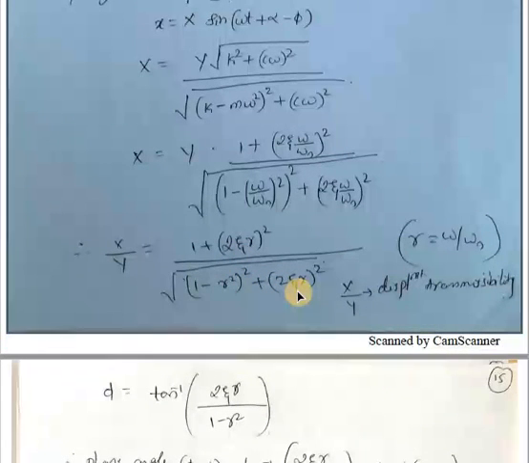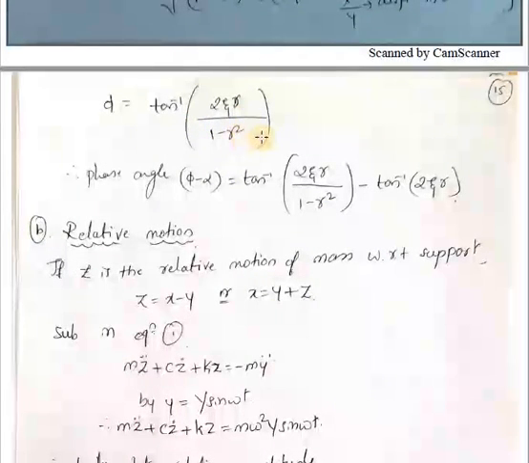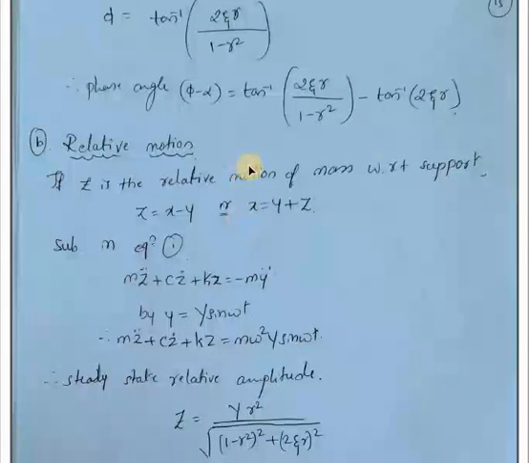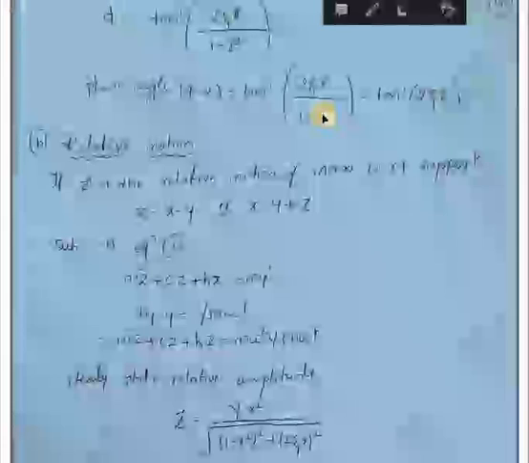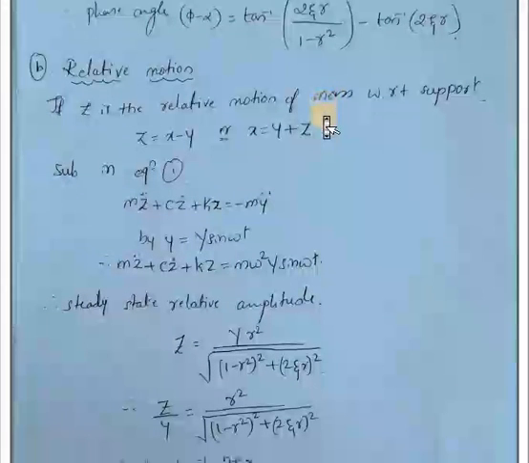Here there is a root for both the numerator and the denominator. If you forgot to write the root for the numerator, please make a note of that. Then phi is given by tan inverse of 2 zeta r divided by 1 minus r square, and the phase angle is phi minus alpha. In place of phi you substitute that equation, and in place of alpha it is minus tan inverse of 2 zeta into r.